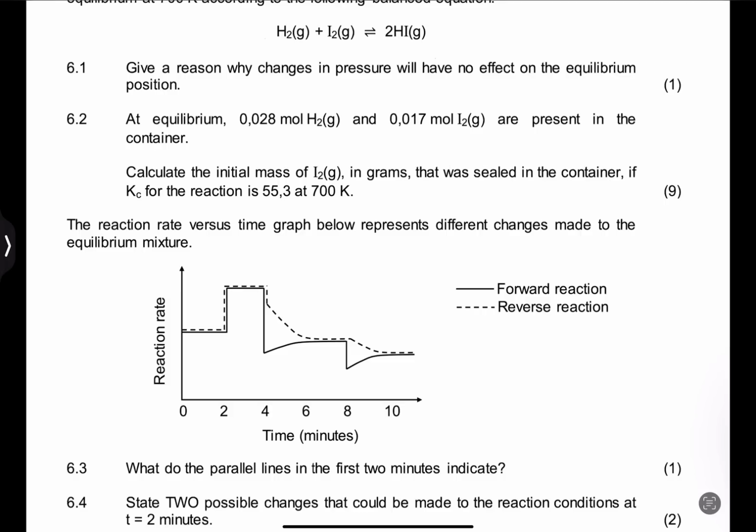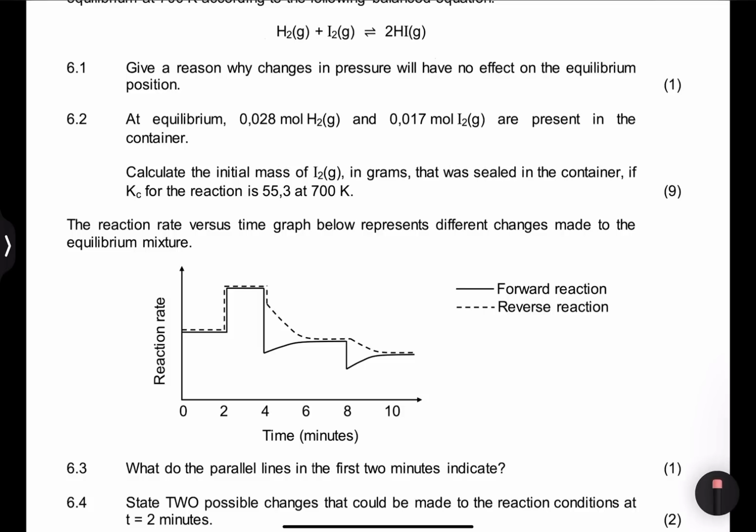All right. So what we're going to do is we note there is a change that takes place at minute number 2. Now they ask us, what do the parallel lines in the first 2 minutes indicate? They indicate that our system is at equilibrium. How do I know that? Because the rate of the forward reaction is equal to the rate of the reverse reaction. So when you look at that, both of them are equal in the first 2 minutes.